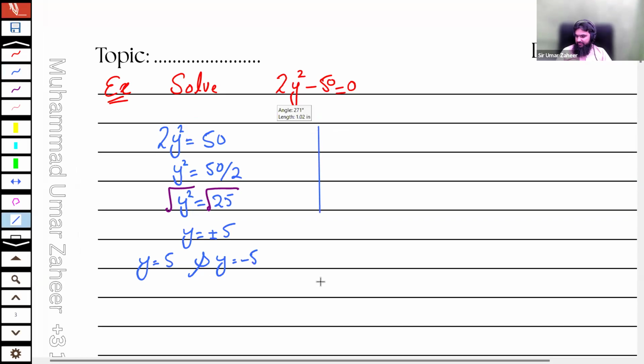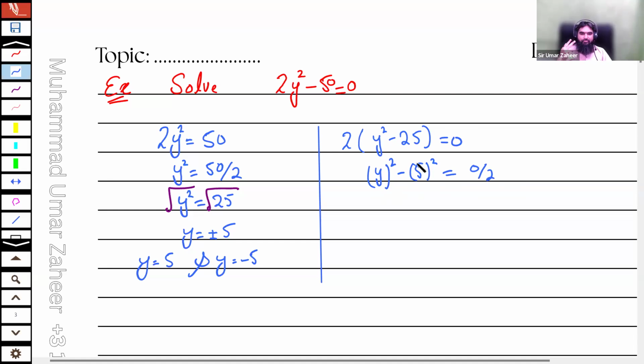You can do it this way as well. For example, if you have to take a common, you are going to get y square minus 25 is equal to 0. All right. So 2 is multiplying on the side, it will be divided. Obviously, y can be written as y square, 25 is written as 25 square. It is 0 divided by 2. Obviously, that is 0. Now look at here.